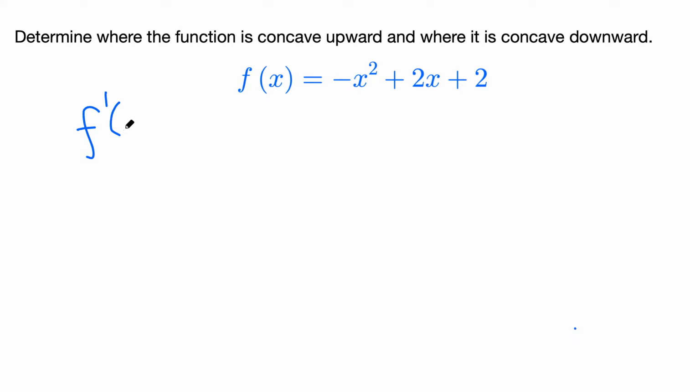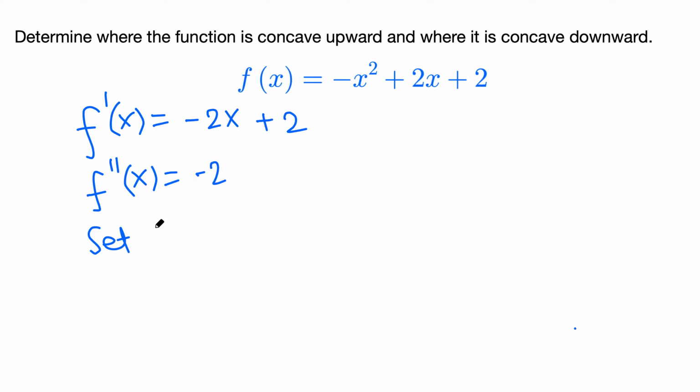So the first derivative: the derivative of negative x squared is negative 2x, plus the derivative of 2x, which is just 2, plus the derivative of 2, which is 0. That's the first derivative. And the second derivative: the derivative of negative 2x is negative 2, plus the derivative of 2, which is 0. So the second derivative is negative 2.